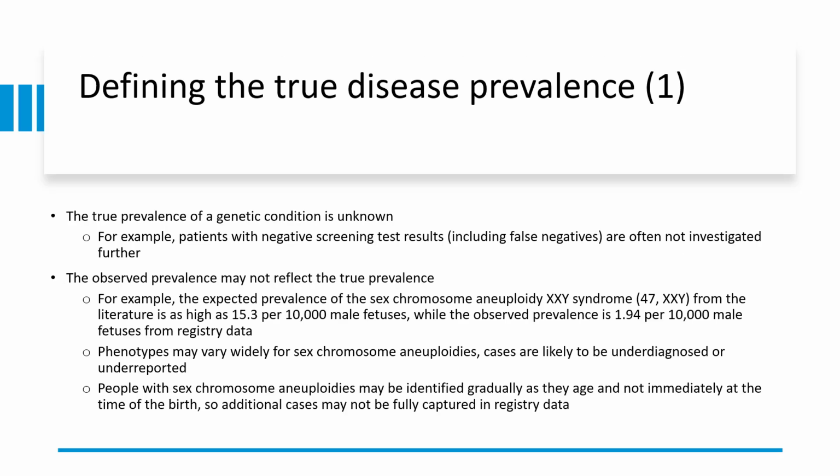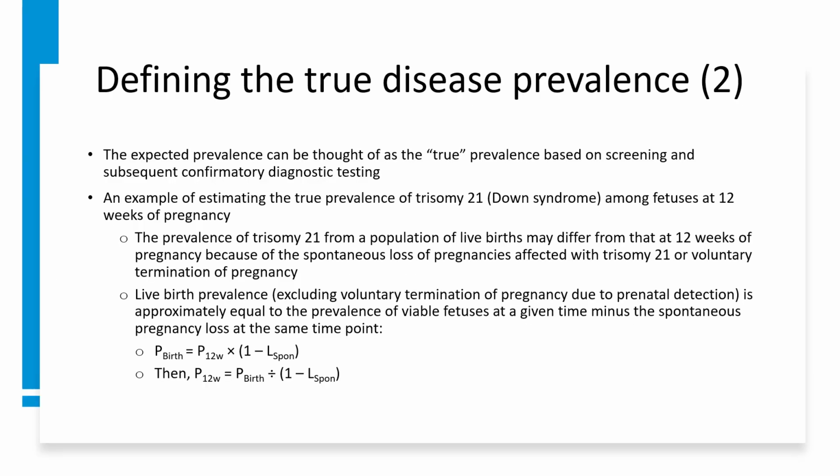Defining the true disease prevalence. Disease prevalence is often one of the key parameters in determining cost-effectiveness results. However, in many cases the true prevalence of a genetic condition is unknown. For example, patients with negative screening test results, including false negatives, are often not investigated further. The observed prevalence may not reflect the true prevalence for various reasons. When the observed prevalence may not reflect the true prevalence, researchers should estimate the expected true prevalence under some assumptions.